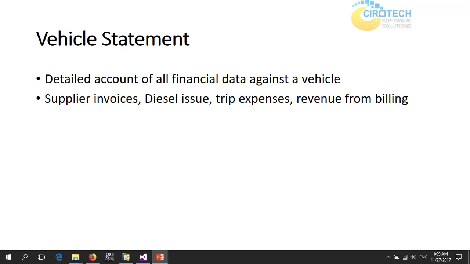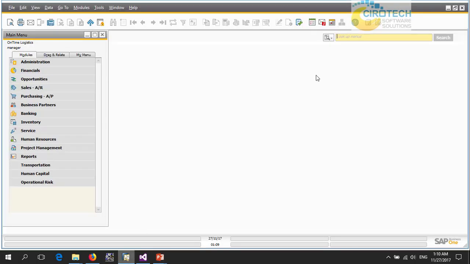The vehicle statement, which is normally run at the end of the month, gives a detailed account of all the financial transactions that would have occurred against a vehicle in that period of time. And these would be things such as fuel that was issued to the vehicle, the revenue that it created from customers being invoiced, and the trip expenses that were involved.